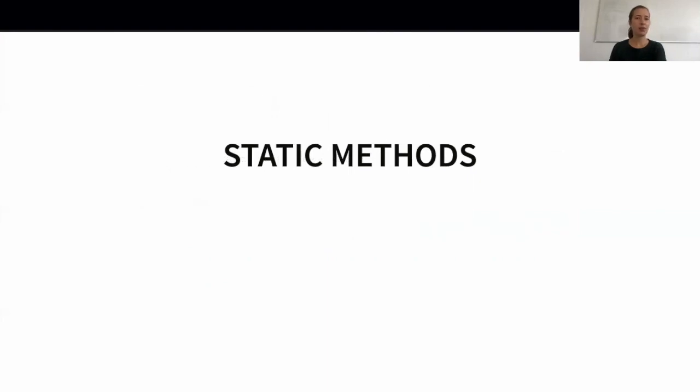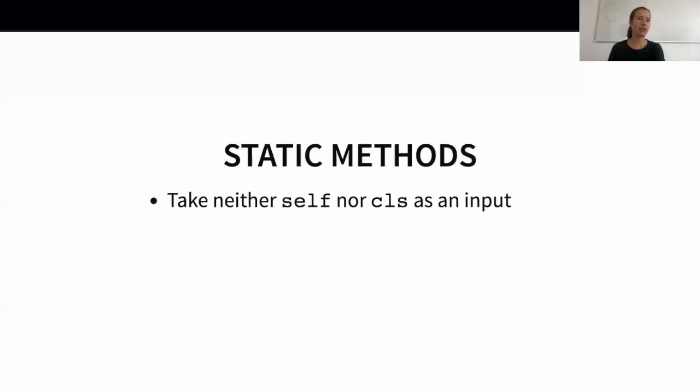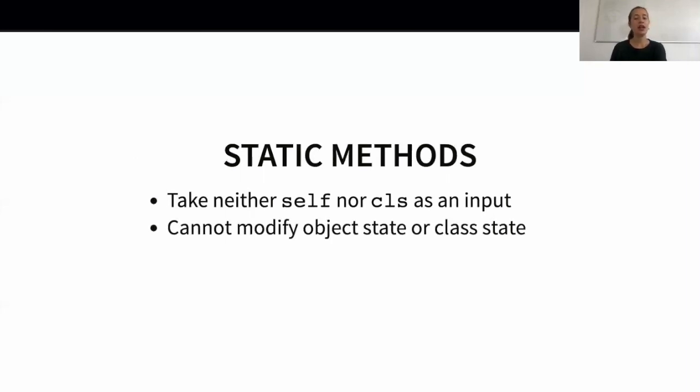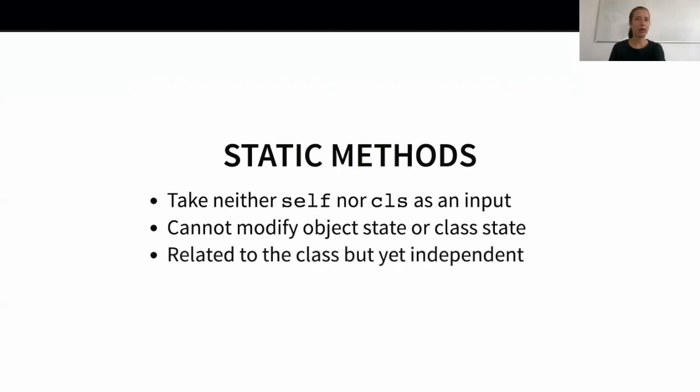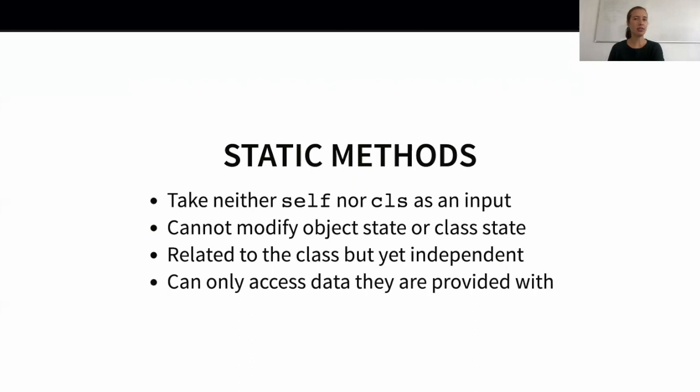The last type of method we will look at are static methods. Static methods take neither a self nor cls parameter as an input. Therefore, they cannot modify object state or class state. Although they are related to a class, they are yet independent because they cannot access instance or class state, but only the data they are provided with. Let's look at an example.